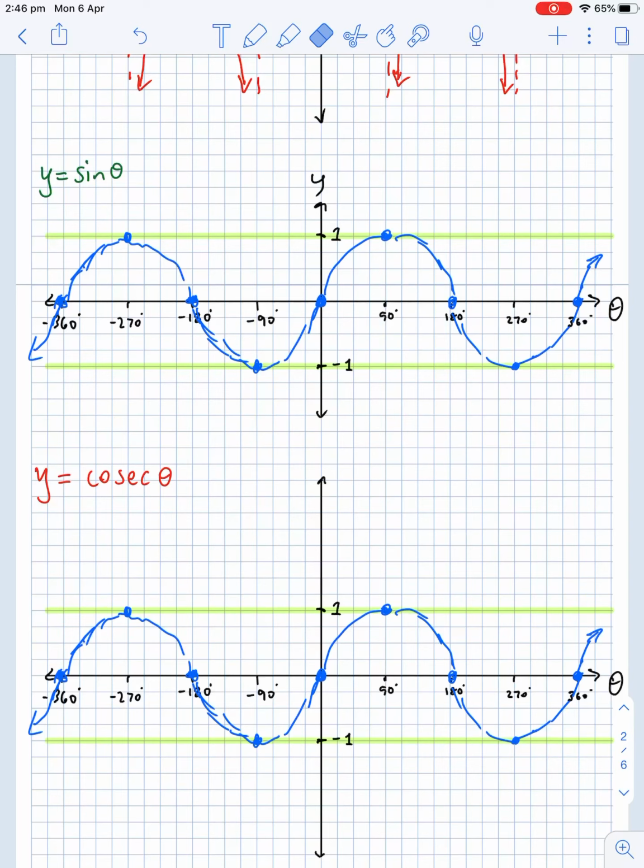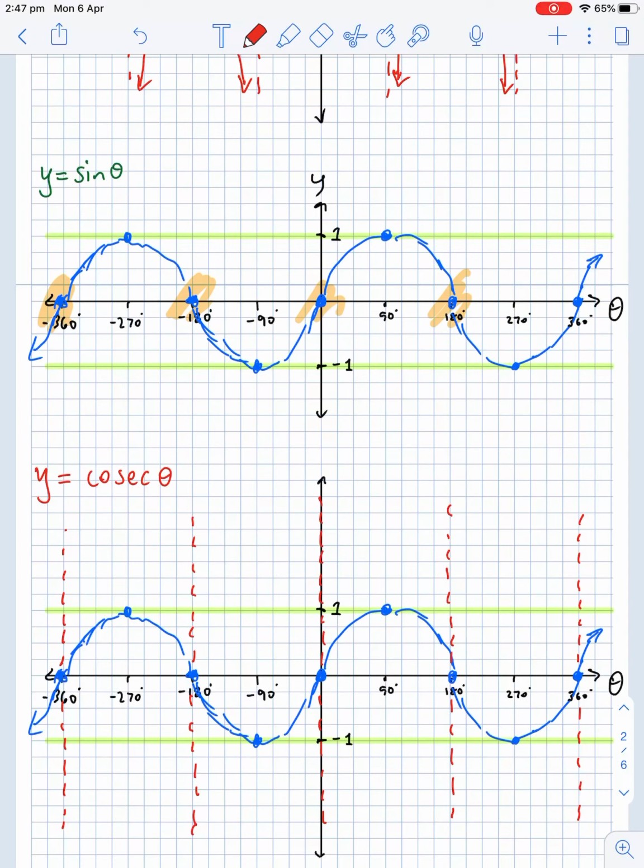So the idea is when sine theta is equal to 0, we get asymptotes for cosec. So let's put in our asymptotes. Here it equals 0, so there's an asymptote coming out there. Asymptote for this is 0. Asymptote along the y-axis. Asymptote along here. And asymptote along here for the 360, minus 360, sorry. So you've got all those asymptotes wherever sine theta equals 0.